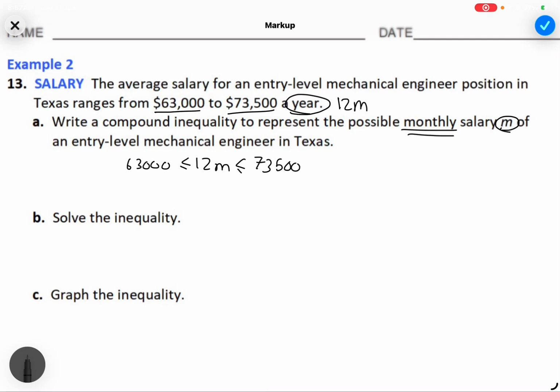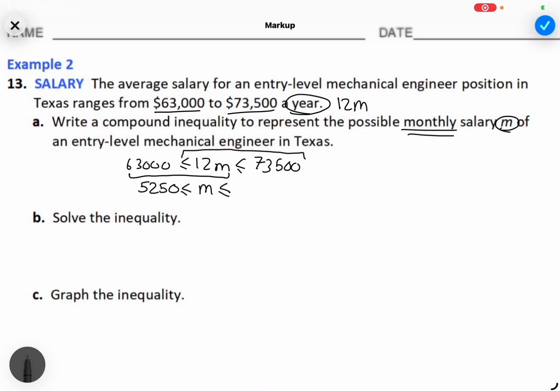To solve it, we split it into both sides, this one and this one. Or we just divide everything by 12. But this is simpler, it makes more sense. 63,000 divided by 12 is, I have my trusty calculator, 63,000 divided by 12 is 5250. So 5250 is less than or equal to m, less than or equal to.